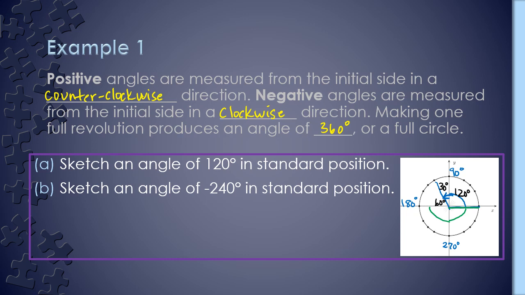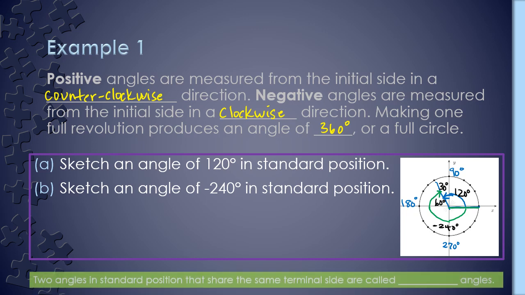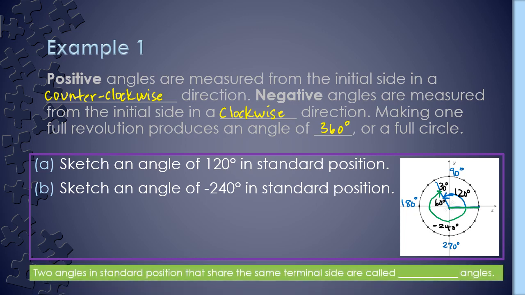So it looks like my 120 degree angle and my negative 240 degree angle share the same terminal side. When two angles that begin in standard position share the same terminal side, we say that those angles are coterminal.